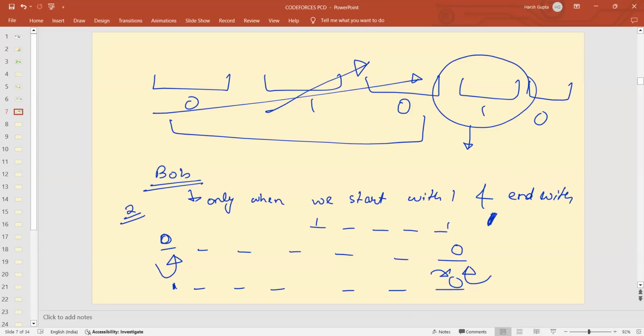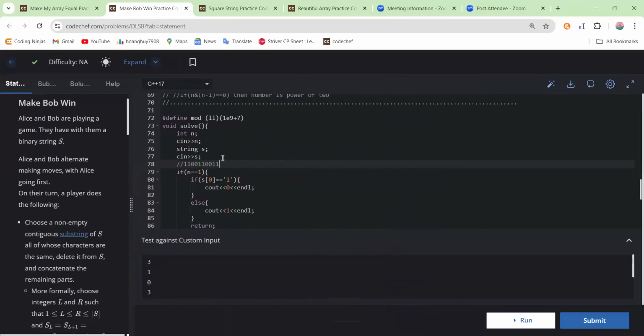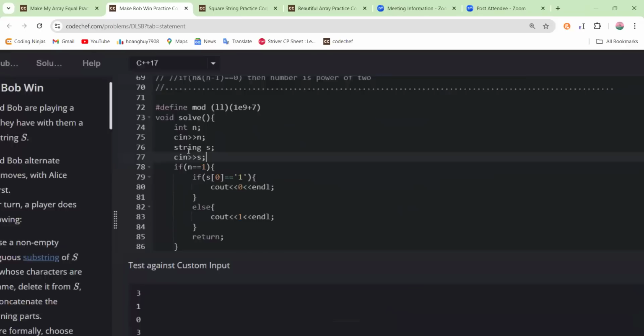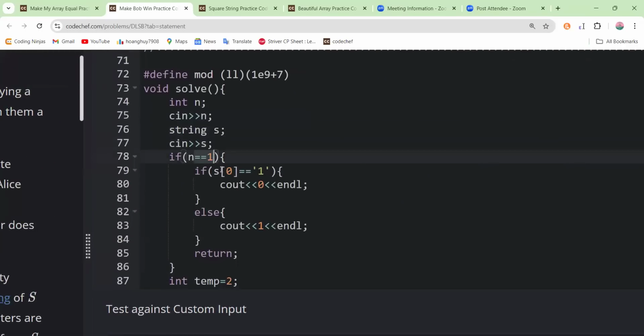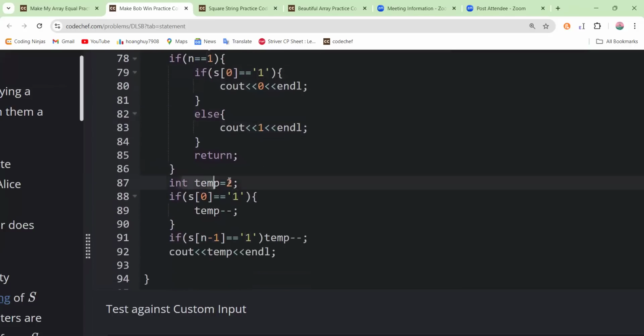So let's see the code. So I took the input of the length of the string, then took the input of the string. Now, if the value of n is 1, I handle this case exclusively: if the character of the string is 1, in that case, Bob does not need to perform any operation, else he needs to perform one operation. Now, I initialized my temp to 2.